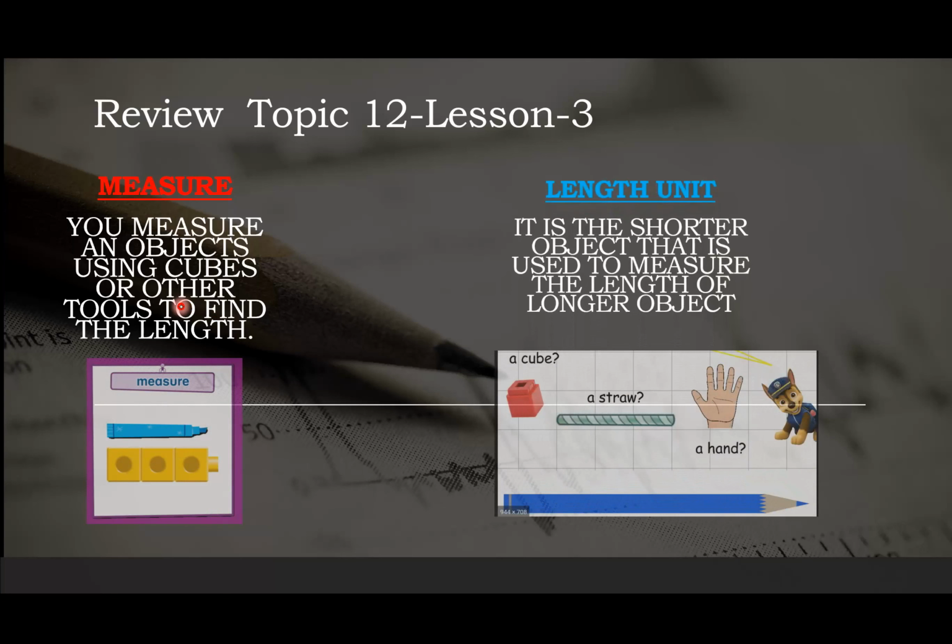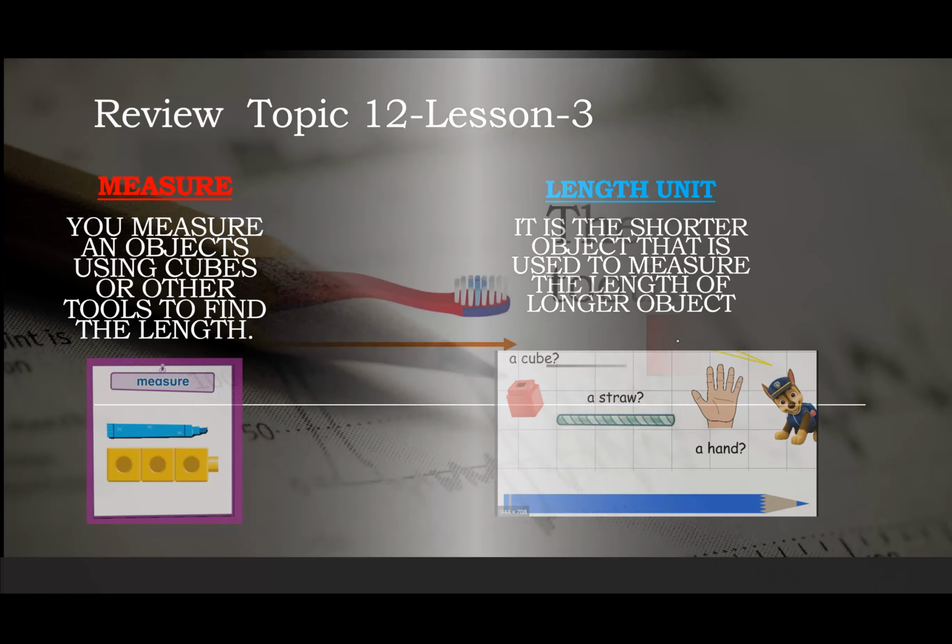Then we also learned what is length unit. Here, length unit. It is the shorter object that is used to measure the length of longer objects. Now, there are many kinds of length unit. You can also call it a non-standard unit, okay? But here you use the term length unit. You can use a cube, a straw, a hand, paper clips. You can use many different things as a length unit to measure the longer object.